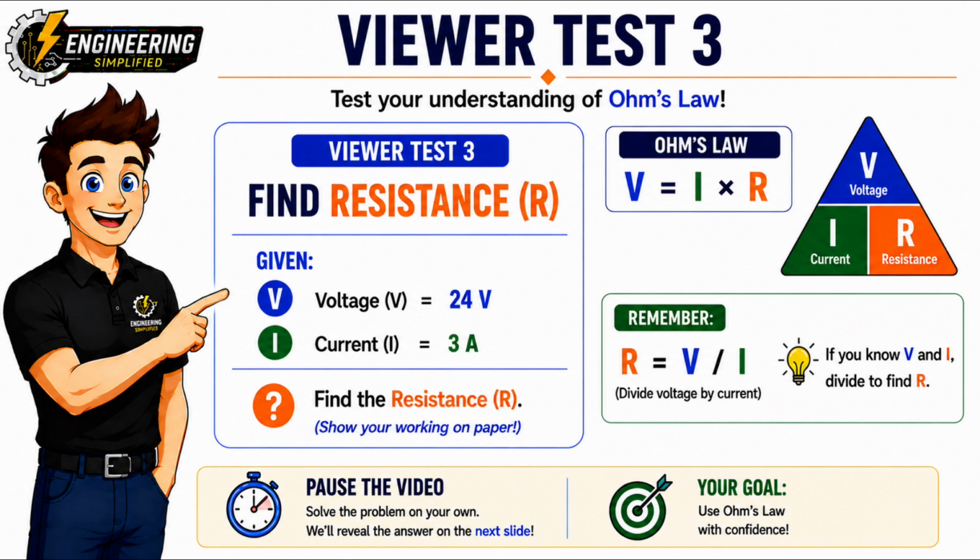Now let's try the final viewer test. This time, we need to find the resistance. The voltage is 24 volts and the current is 3 amps. Pause the video and see if you can solve it before we reveal the answer.